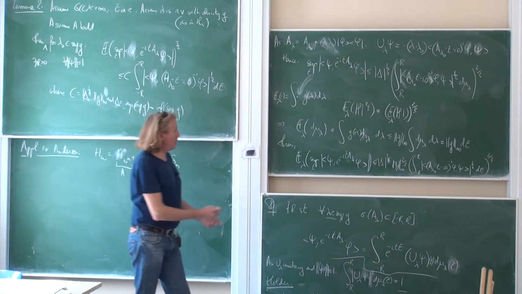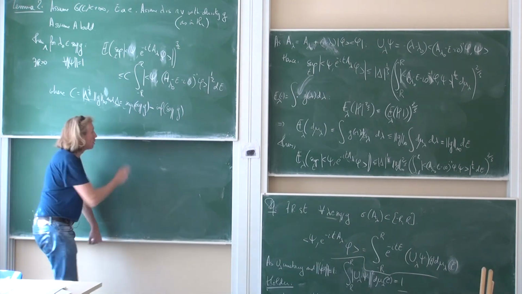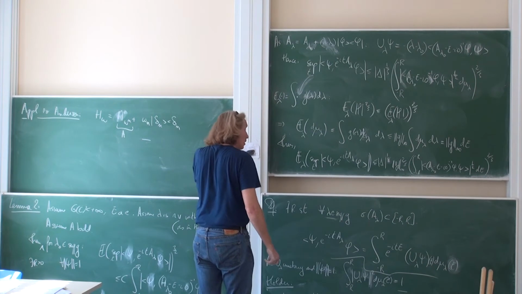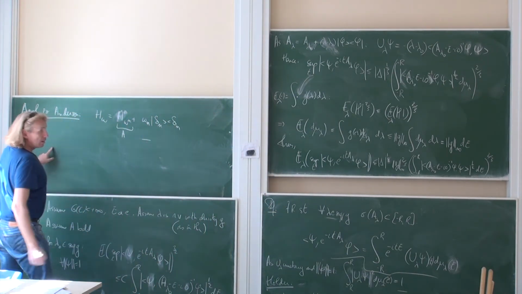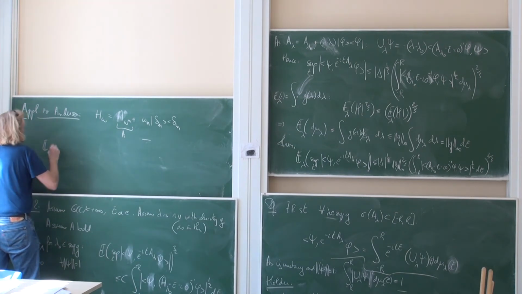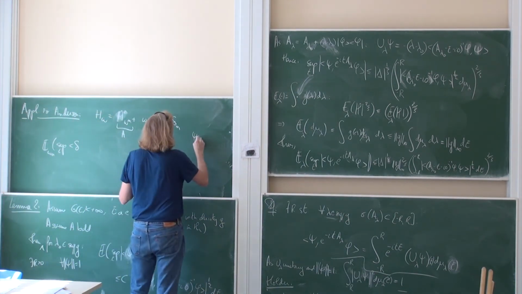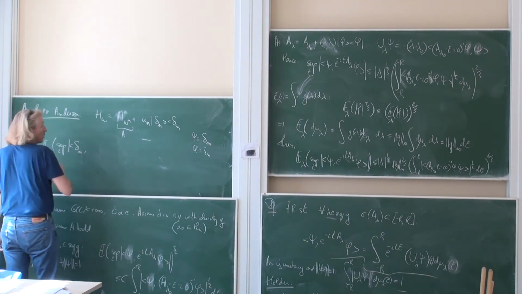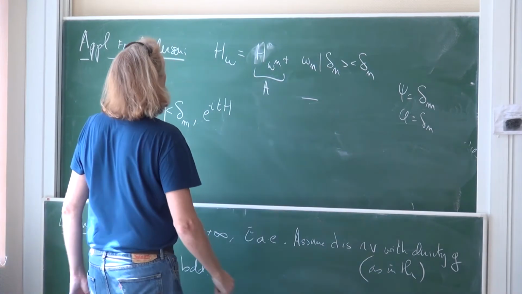And now what this gives us, so what do we get here? What we get here is the following thing. So we obtain that E of, so we take ω_n of sup over t of, so we can take ψ equals δ_m, right? φ equals δ_n, H_ω.